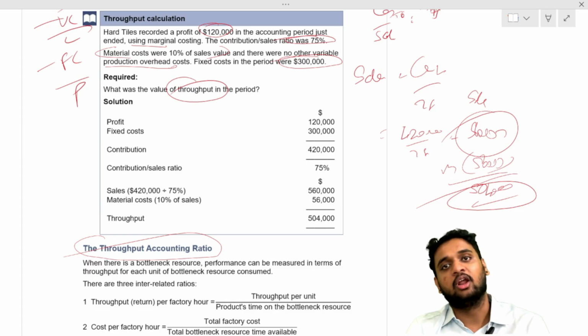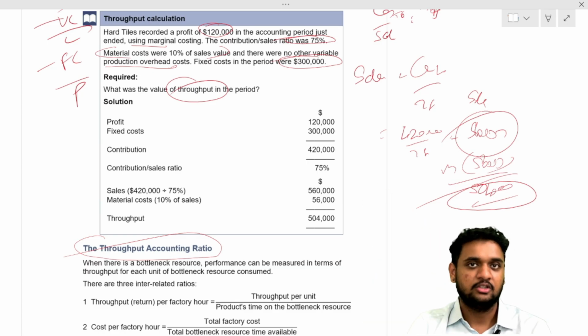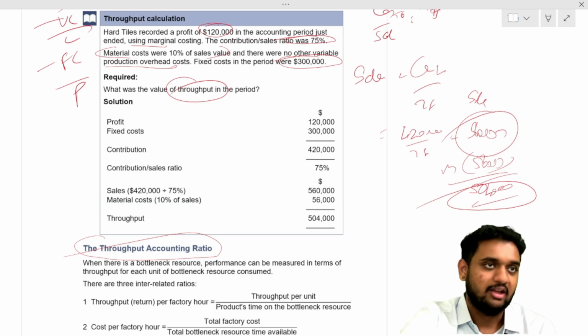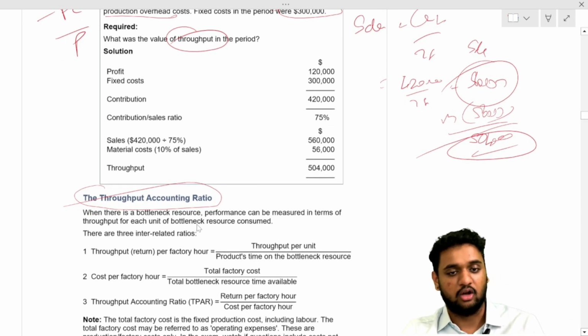Should it be more than 1 or less than 1, which is better for us? More than 1. Always the return should be more than the cost. So throughput per bottleneck resource should be more than the cost per bottleneck resource. More than 1 it's good. Less than 1, it's not good. That's the only thing you have to remember in throughput accounting ratio. Nothing else is required. Understood, all of you?